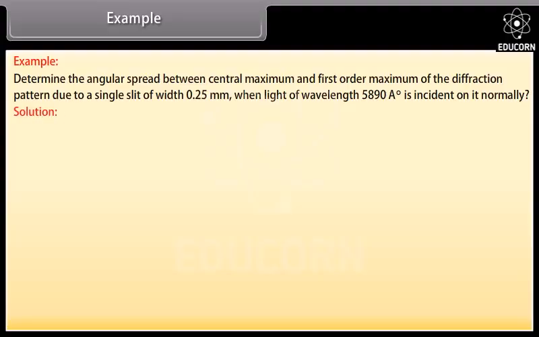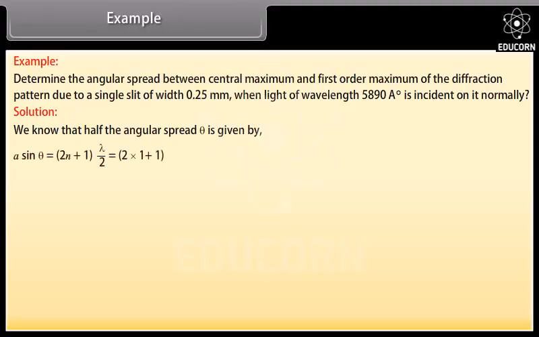Let's see the solution. We know that half the angular spread is given by a sin theta equal to (2n plus 1) lambda by 2. On equating this, we get a sin theta equal to 3 lambda by 2. When theta is small, then the value of sin theta is equivalent to theta. It gives a theta equal to 3 lambda by 2.